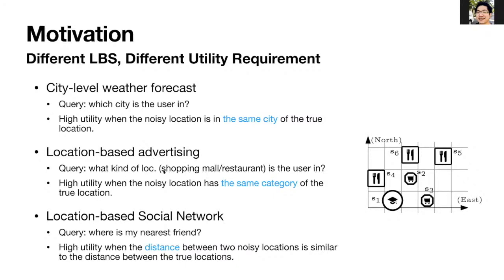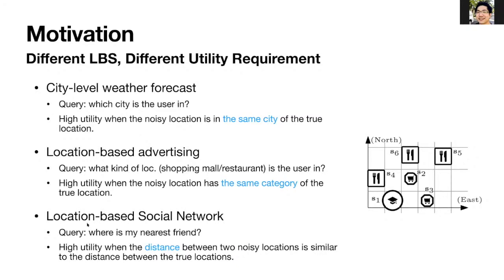For another example, location-based advertising: the advertiser may want to know the category of your location. By category, I mean whether it is a shopping mall or a restaurant or a gym or somewhere. So the advertiser can send you food-related coupons if you are in a restaurant, and can send you some health-related coupons if you are at the gym. So this is a different utility measurement compared to the first one.